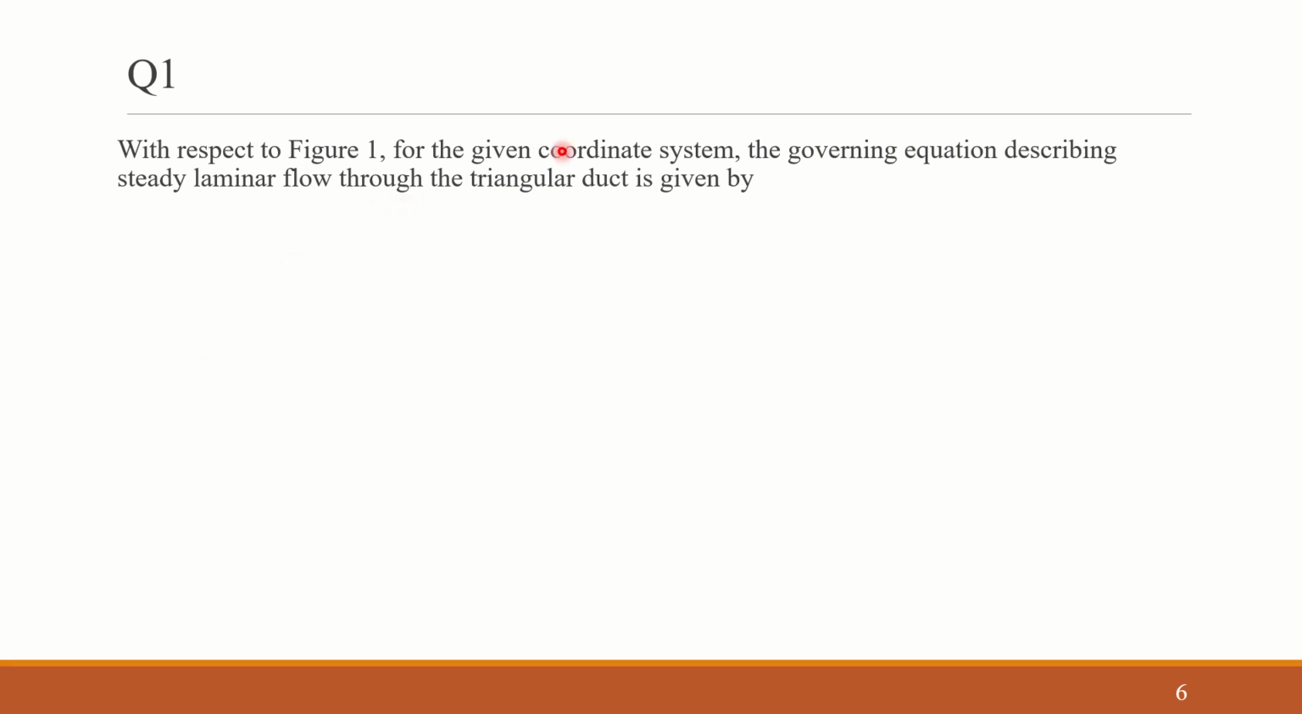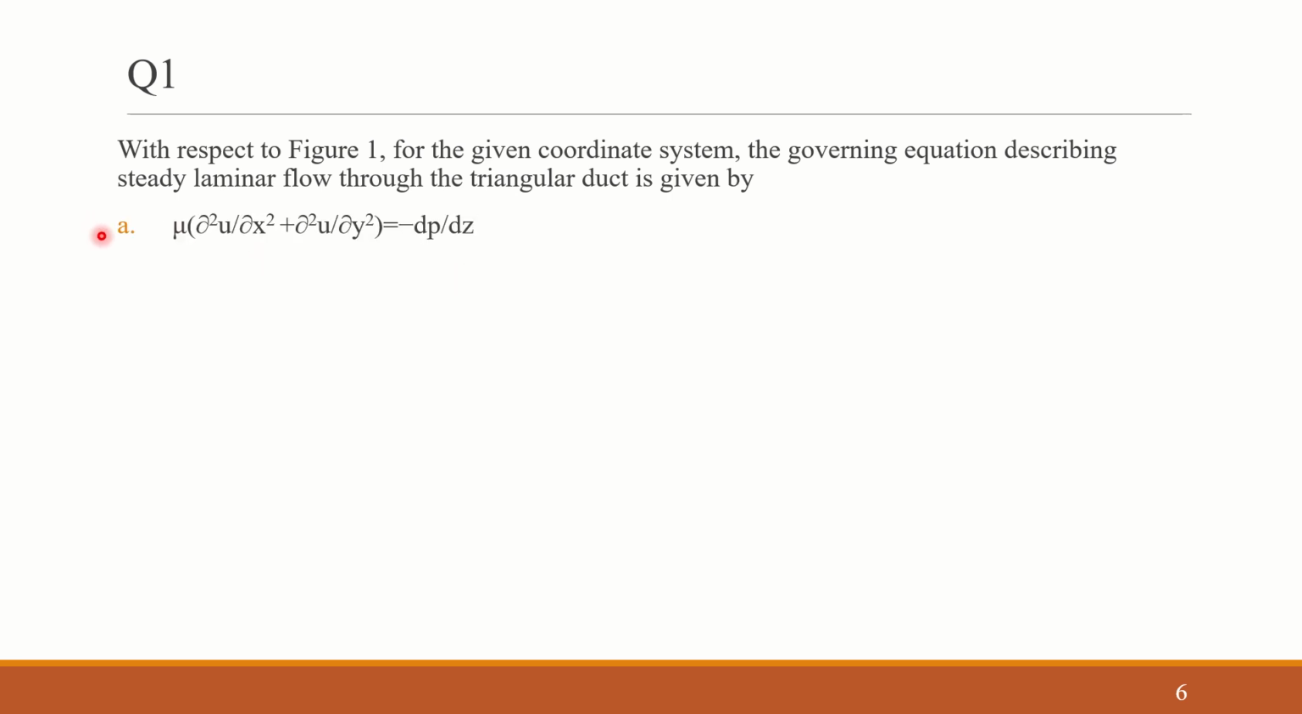for the given coordinate system, the governing equation describing steady laminar flow through the triangular duct is given by dash. So now the first problem is about flow through the triangular duct, and it is mentioned that the flow is a steady state flow and it is a laminar flow, and we are asked to find the governing equation form. Okay, so we'll first look at the options.